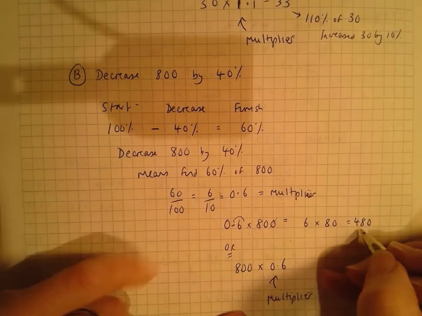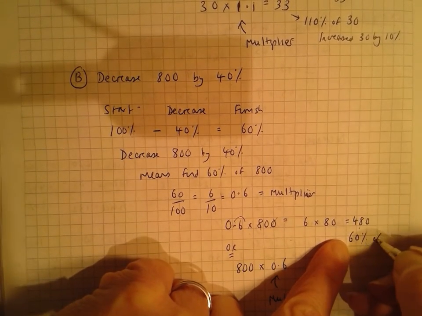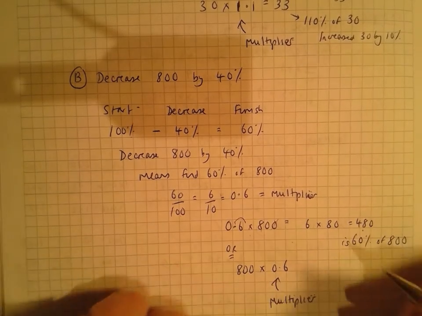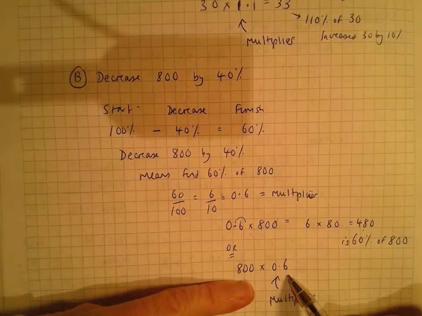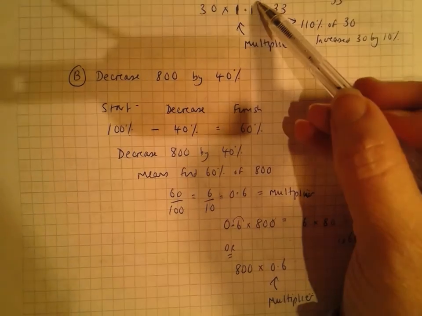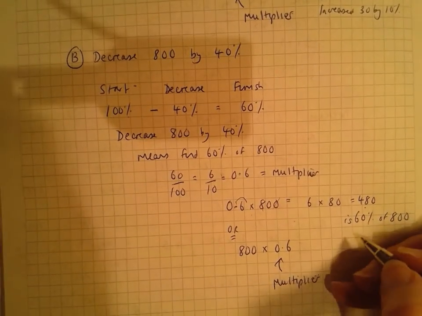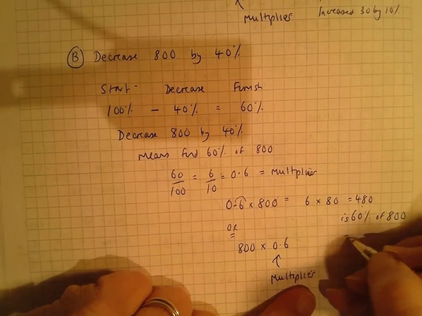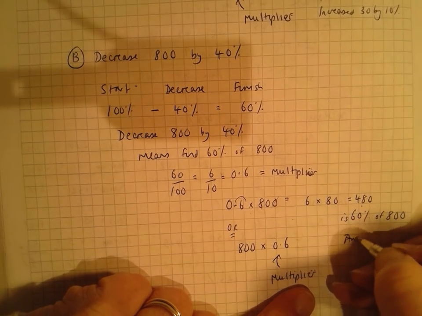So in fact, 480 is 60% of 800. I multiplied 800 by 0.6. That 0.6 is called the multiplier. That 1.1 up here is called the multiplier. It's the number we multiply by to find the percentage of the number. So 60% of 800 is 480. So my answer is 480.